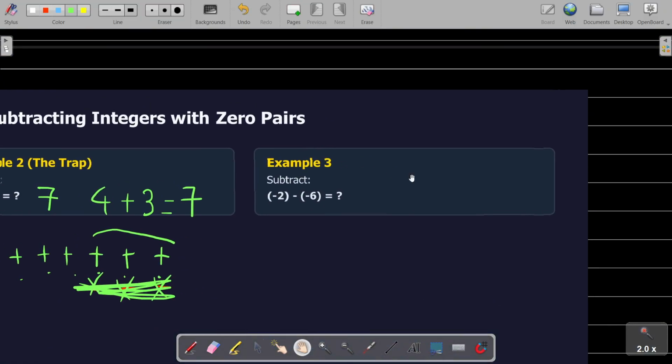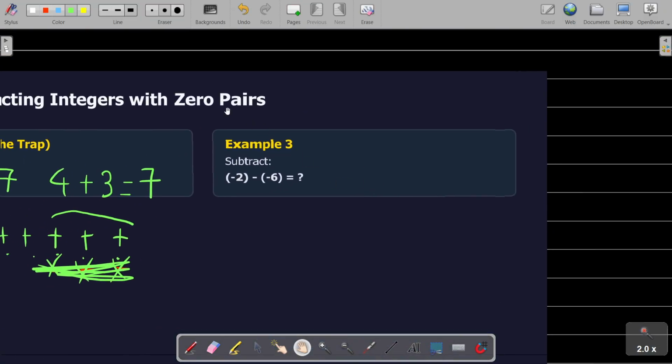-2 minus -6. This is our last example. We see two negatives together. Subtracting a negative is the same as adding, so this is -2 plus 6. Going from left to right, our first number, it becomes +6. Very interesting. And we've learned about this already, adding integers in our last video. So we're going to start at -2 because left to right, first number from left to right, -2, and we're going to +6.